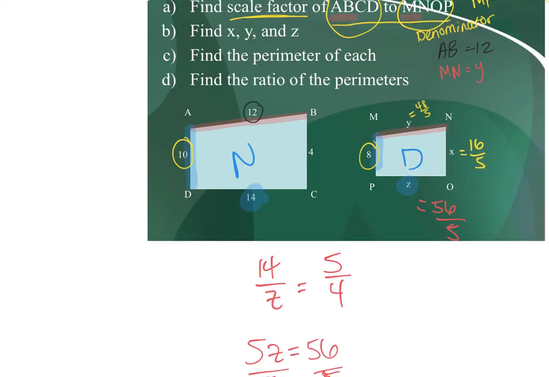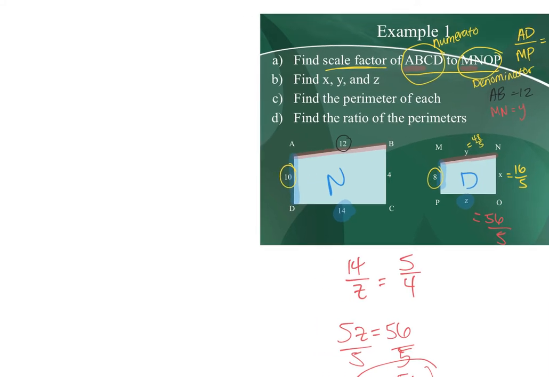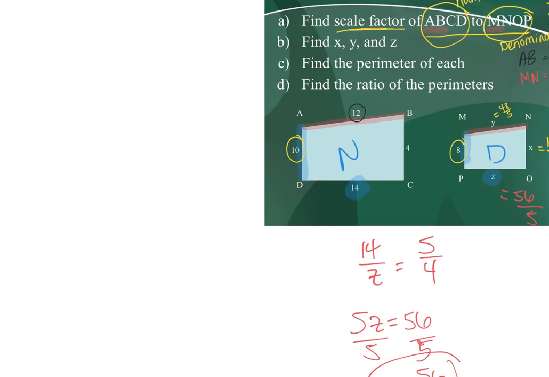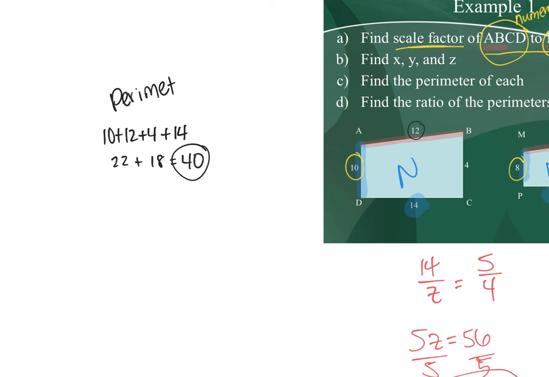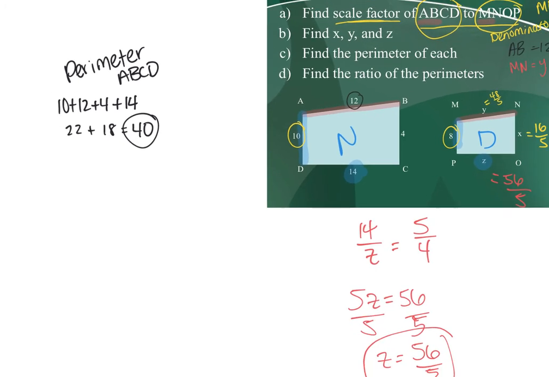Find the perimeter of, okay? We're just going to add up all those sides. So the first figure, ABCD, is going to have a perimeter of 10 plus 12 plus 4 plus 14. This is going to give us 22 plus 18, which is 40, okay? So the perimeter of ABCD is 40, okay? Now we have to find the perimeter of the second figure, which is MNOP.